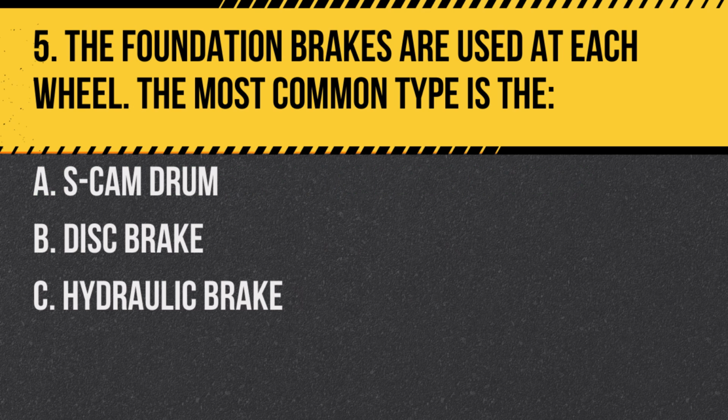Question 5. The foundation brakes are used at each wheel. The most common type is the: A. S-cam drum. B. Disc brake. C. Hydraulic brake. Answer: A. S-cam drum. The S-cam drum brake is the most common type of foundation brake in heavy vehicles.